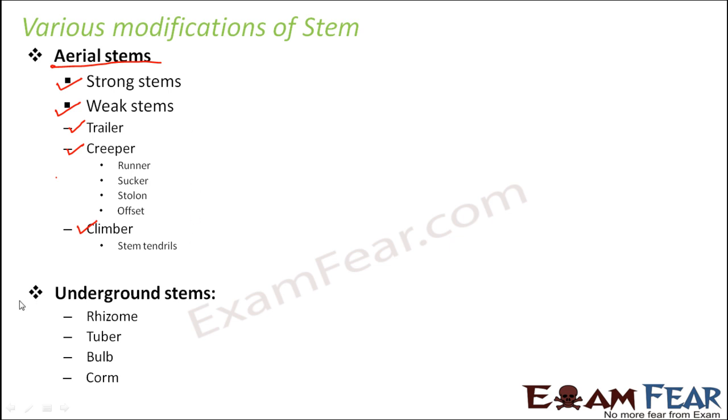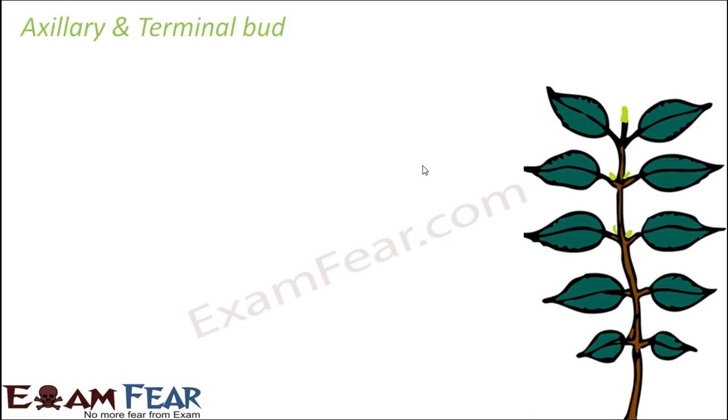Next we have some underground stems as well, and that is why I told you that it is not always necessary that stems have to be above the ground. There are stems which are underground. Examples are rhizome, tuber, bulb and corm. Now, other than aerial and underground stems, there are some special stems, I mean stems which are specialized to perform some very special functions, like the stem thorns, the phylloclades and the cladodes. So these are some special modifications of the stem. So now our agenda is to talk about each of these stem modifications. So we will start our discussion with the aerial stem.